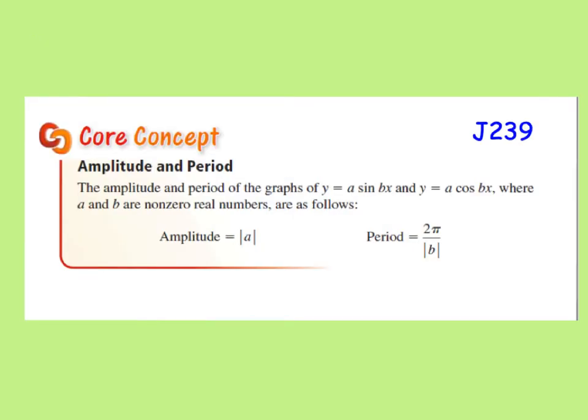Here is another core concept slide. It's about the amplitude and the period. The amplitude and the period of the graphs of y equals a times sine bx and y equals a times cosine bx, where a and b are non-zero real numbers, are as follows. The amplitude is the absolute value of a, and the period is 2 pi divided by the absolute value of b.